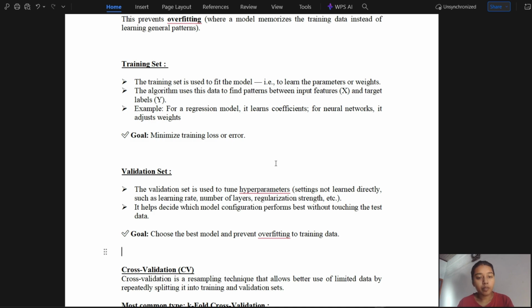Validation set. The validation set is used to tune hyperparameters, settings not learned directly, such as learning rate, number of layers, regularization strength, etc. It helps decide which model configuration performs best without touching the test data. The goal is to choose the best model and prevent overfitting to the training data.